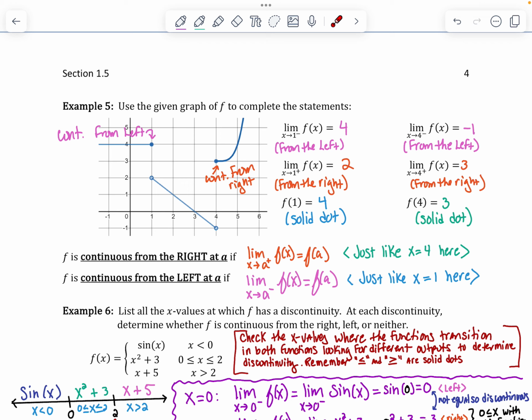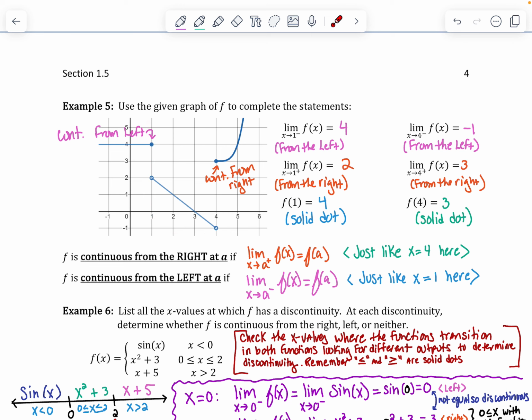1.5, page 4. So let's go ahead and use this graph to answer the statements to the right to help explain the next concept in continuity. First I'm asked to find the limit as x approaches 1, but only from the left side. It looks like it's ending at a height of 4. Now I'm finding the limit as x approaches 1 from the right side.